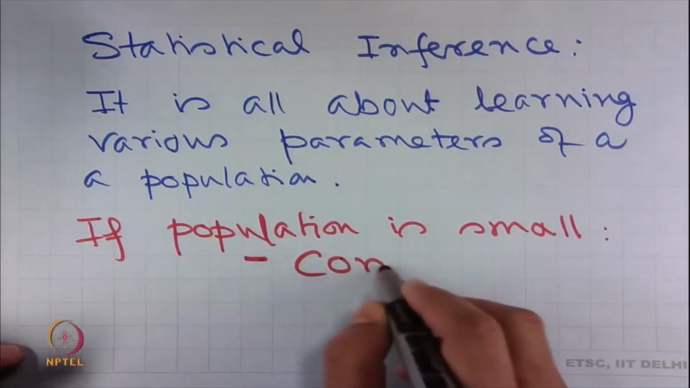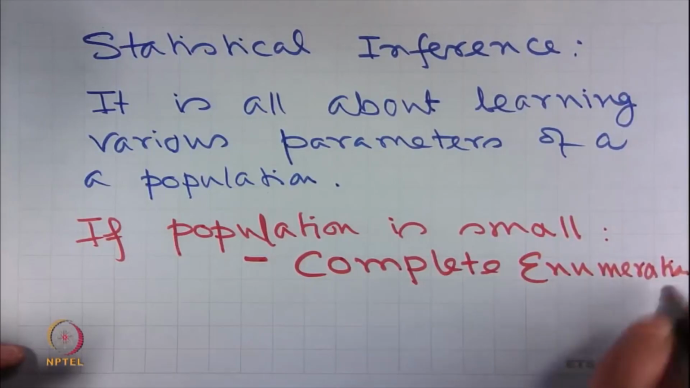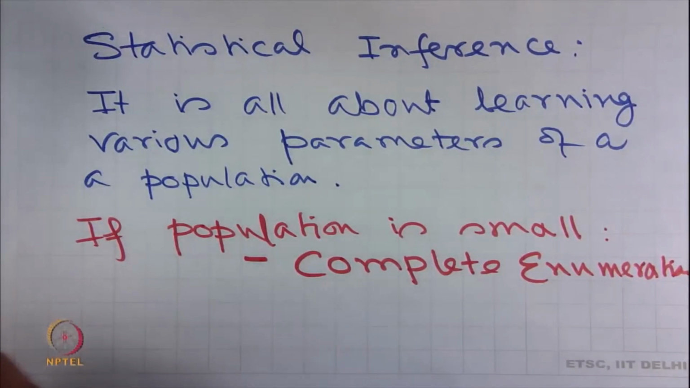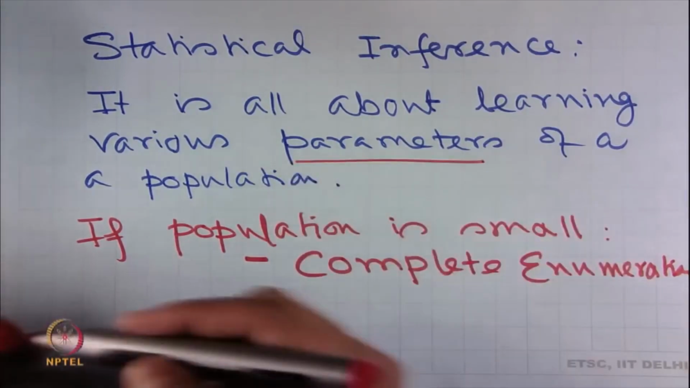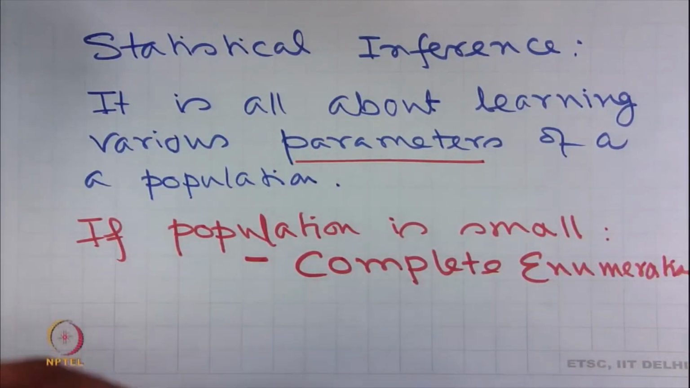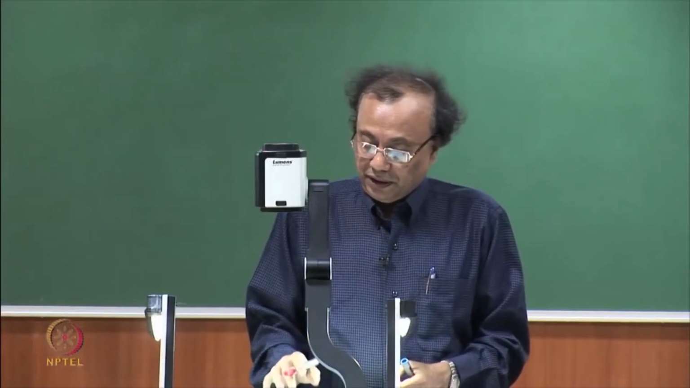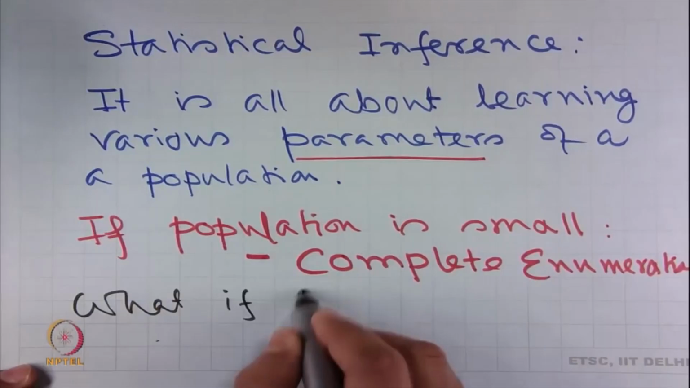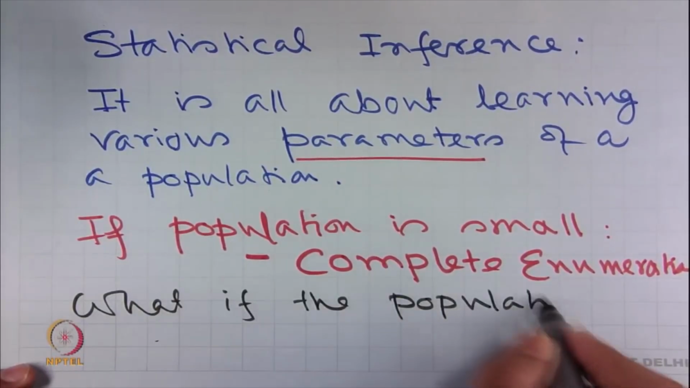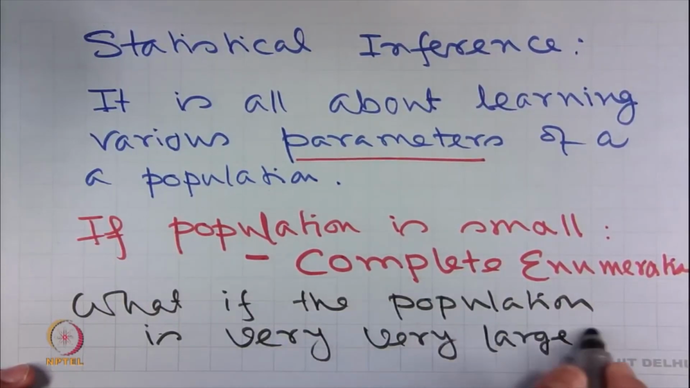Typically, that is called complete enumeration. So, you are looking at all the members of the population, you are measuring the parameter that you are looking for, which may be weight, which may be height, which may be income, which may be age. Similarly, you can think of the total volume of forestry in a country, etc. If a population is small, then it can be done very easily. What if the population is very large? Then complete enumeration is not possible.